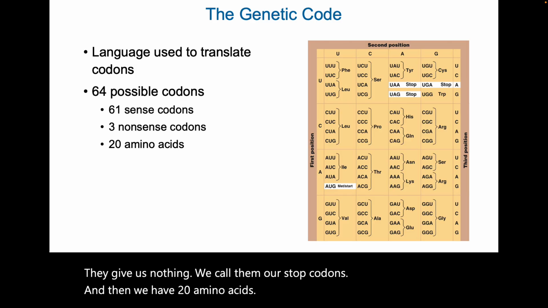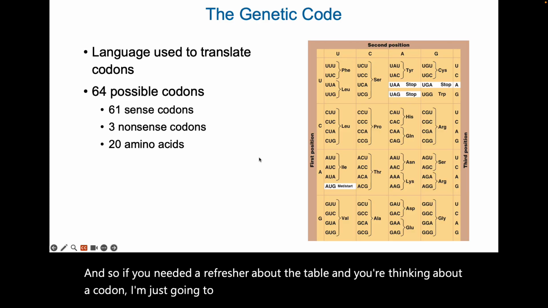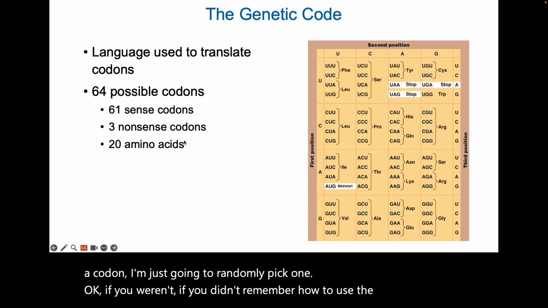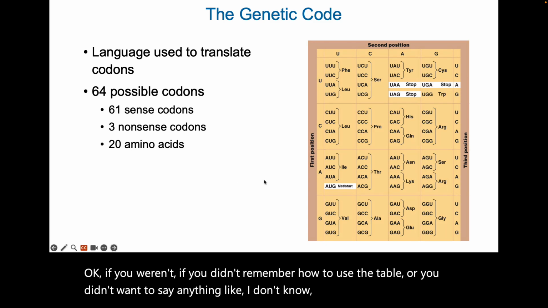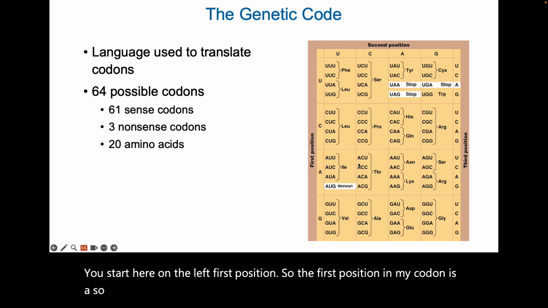And so, if you needed a refresher about the table, and you're thinking about a codon, I'm just going to randomly pick one. If you didn't remember how to use the table, or you didn't want to say anything like, I don't know how to use the table, that's fine. You start here on the left, first position. So the first position in my codon is A, so I'm somewhere in this whole row, right? I'm in this row. All of these codons start with A.